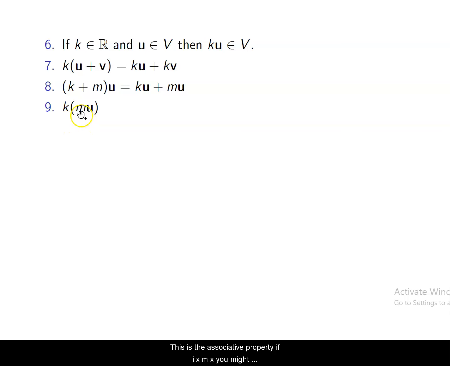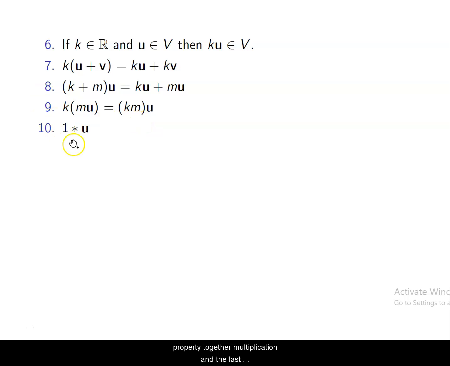Here, this is the associative property. If I multiply m times u, so if u is a scalar multiple by m and then I multiply it by the scalar k, that's the same thing as if I have a km scalar multiple of u. Right, so this is the associative property of scalar multiplication.